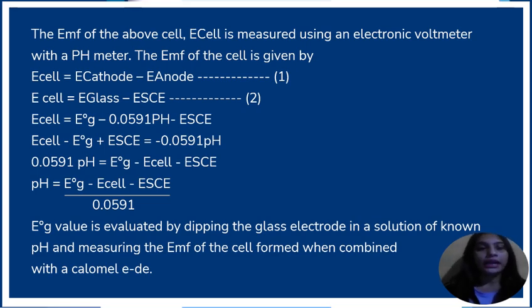So E cell minus E naught G plus ESCE equals minus 0.0591 pH. If we take minus 0.0591 pH to the left hand side, it becomes 0.0591 pH equals E naught G minus E cell minus ESCE. So our pH becomes E naught G minus E cell minus ESCE, divided by 0.0591. The E naught G value is evaluated by dipping the glass electrode in a solution of known pH and measuring the EMF of the cell formed when combined with the calomel electrode.